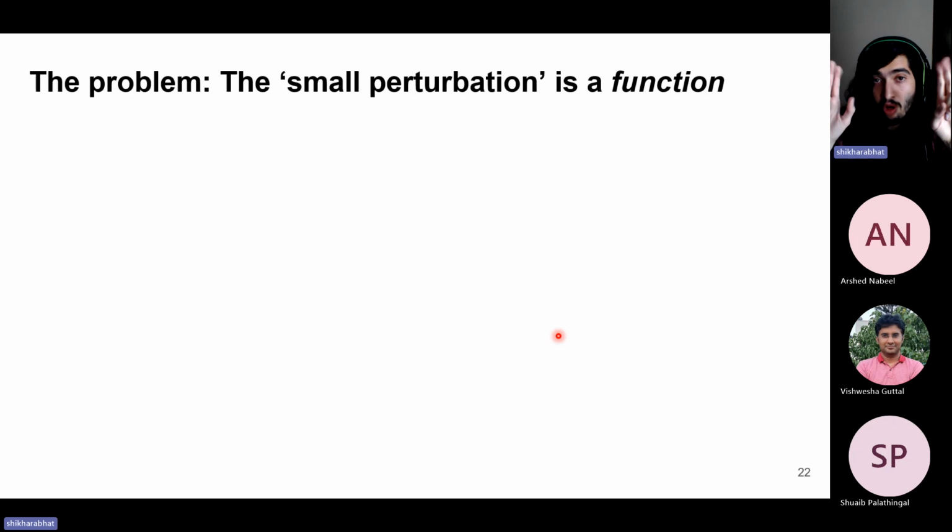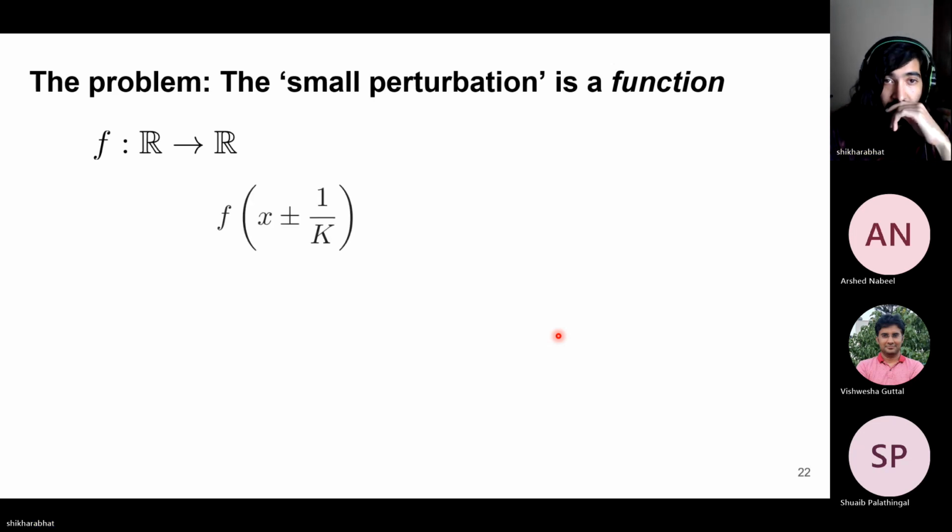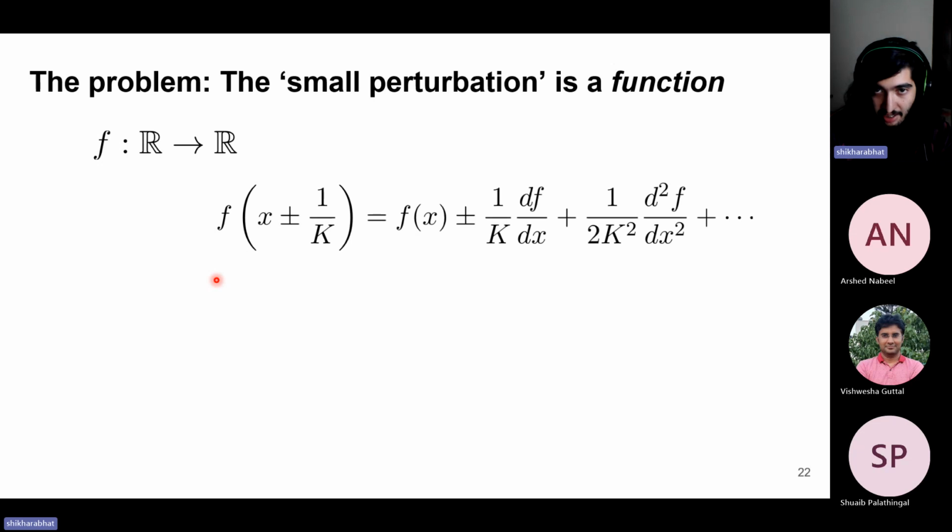The problem is that this small perturbation in this case is not a number. In equations, if we have a real function f, little f, and we want to evaluate something like f of x plus minus 1 by k, we know how to do this. We can do this by Taylor expanding, and the Taylor expansion says that f at x plus minus 1 by k is f at x plus this perturbation times the sensitivity of f to change, which is df by dx, and higher order terms. But this is not what we have here.